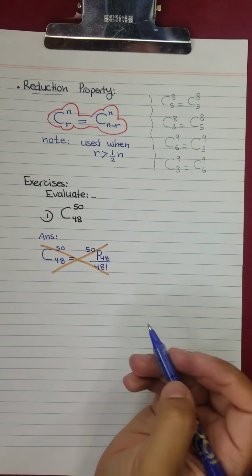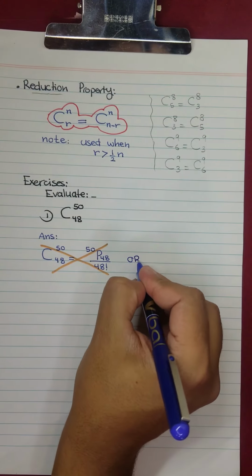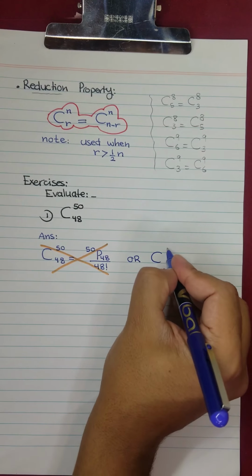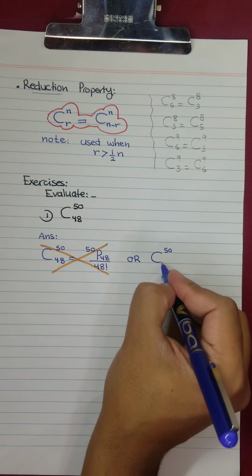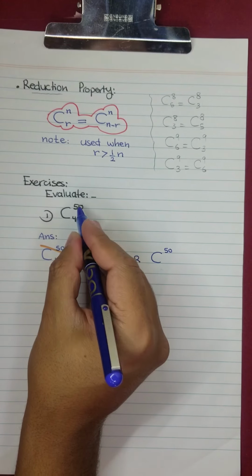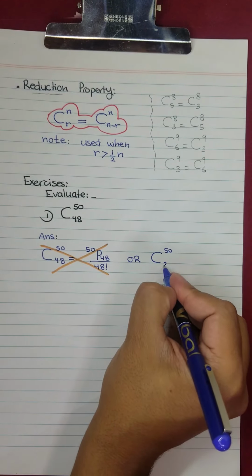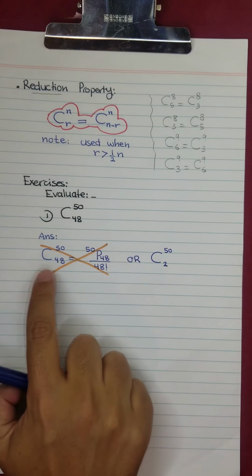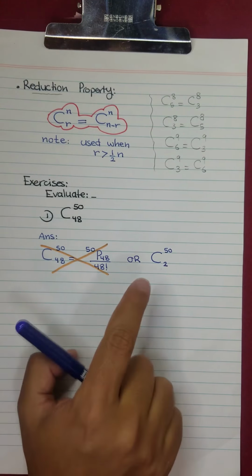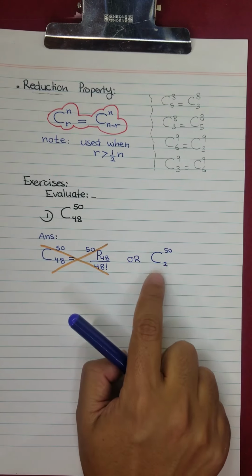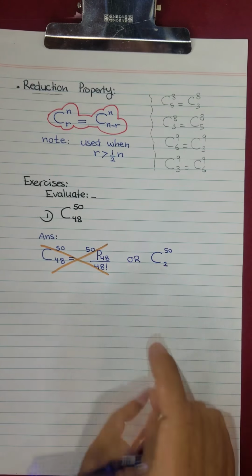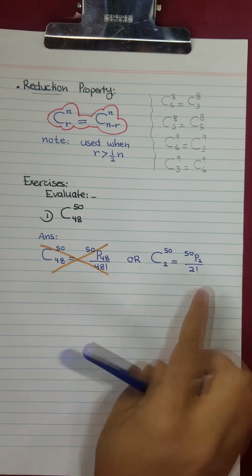And can we reduce this? Of course we can. We can say that this is combination 50, and here we write 50 minus 48, n minus r. And 50 minus 48 gives you 2. This combination and this combination will give you the same answer. So instead of working with this complicated and long one, we can simply work with this one, which is a lot easier, which is here 50 permutation 2 over 2 factorial. Do you see the difference in the numbers?